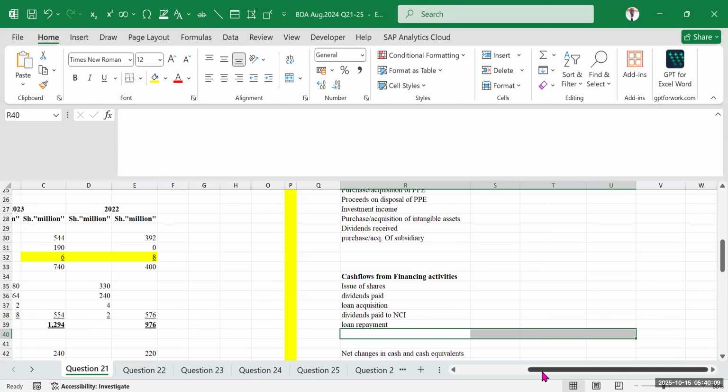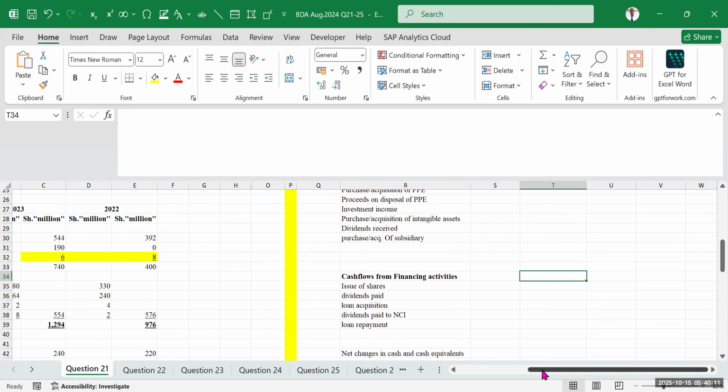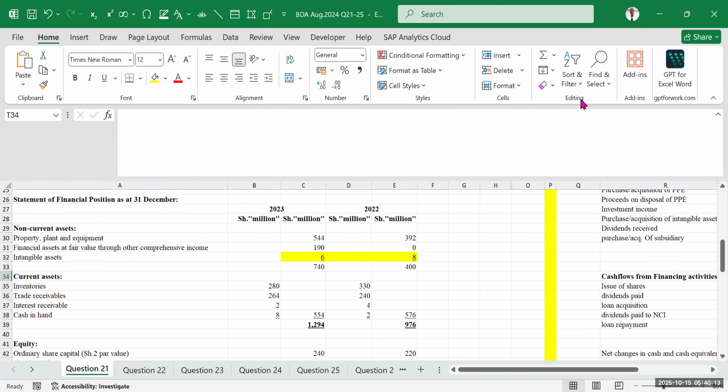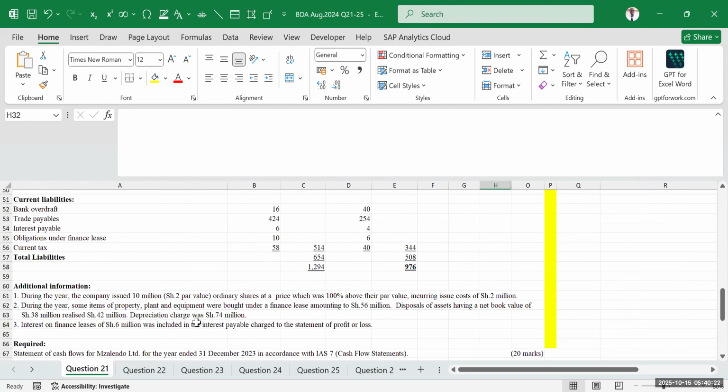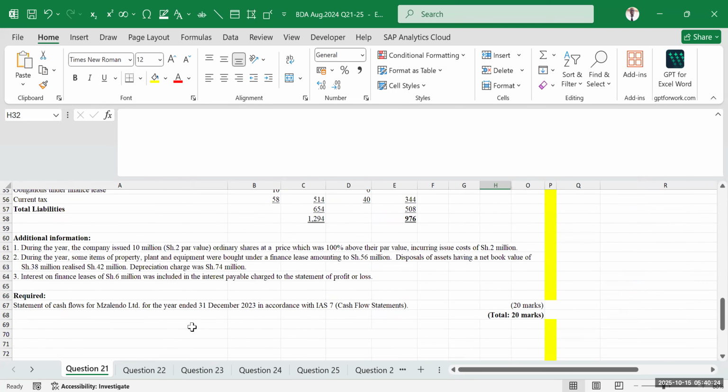Yes. This statement is confusing. This one, though we've added, I don't object to that. But the statement itself, "interest on finance lease of 6 million was included in the interest payable charged to the statement of profit or loss," if you check that English, to me it's confusing, because it's like it's included, it's part of that 14,000.